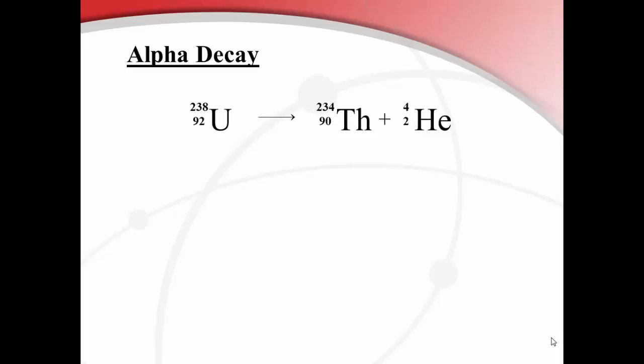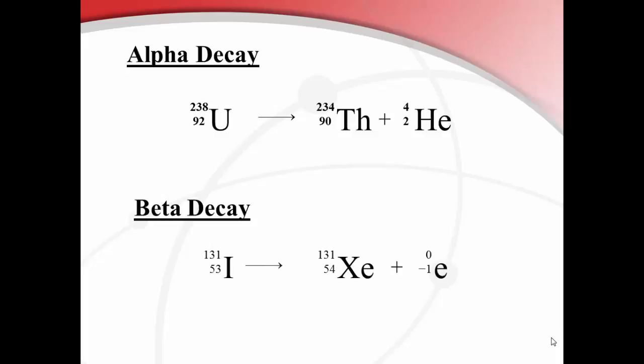Alpha decay occurs when a radioactive nuclide has too many protons. The nucleus breaks off 2 protons and 2 neutrons, producing the new element. Beta decay occurs when a radioactive nuclide has too many neutrons. A neutron is converted to a proton and an electron, or beta particle, is released from the nucleus.